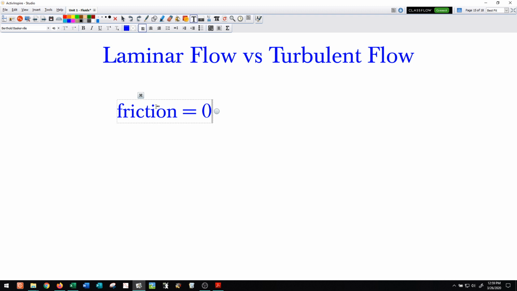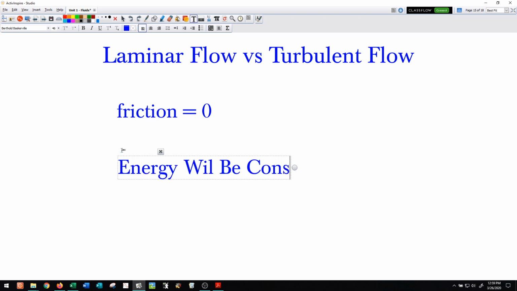So like maybe you've got water flowing through a pipe or a tube or something like that. Then you've got to worry about it. But typically in laminar flow, we don't consider the frictional effects. And so really what that means is that energy will be conserved. That's the idea of using a laminar flow model.